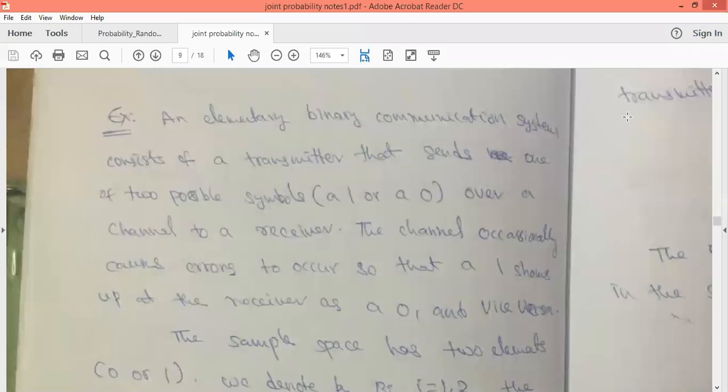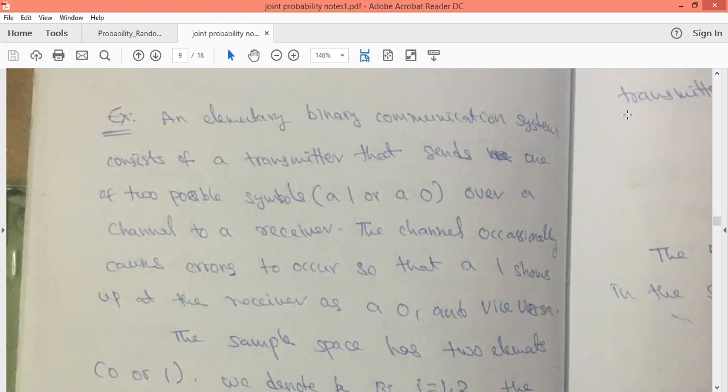So here we are discussing the examples of Bayes theorem. Here, what are we doing? We are taking a binary communication system, which has a transmitter and receiver. At the transmitter side, we will be transmitting value 1 or value 0. So we will be transmitting only two bits, either the bit with value 1 or the bit with value 0. And at the receiver side also, we will be receiving either 1 or 0.